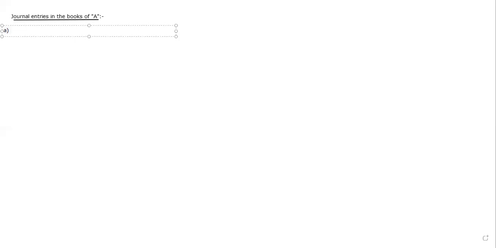The first one, I have to analyze it. Acceptance to B. Acceptance to B means what? Am I giving acceptance to B, or is B giving me the acceptance? Who is giving the acceptance? Please tell me. A is giving acceptance. Very good. So yes, A is giving acceptance. So here, A is giving acceptance to B, which means for A it is a payable.